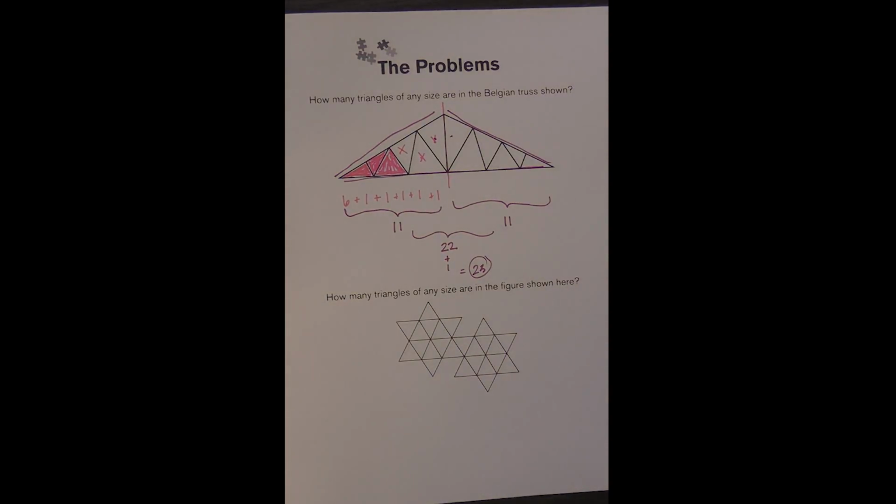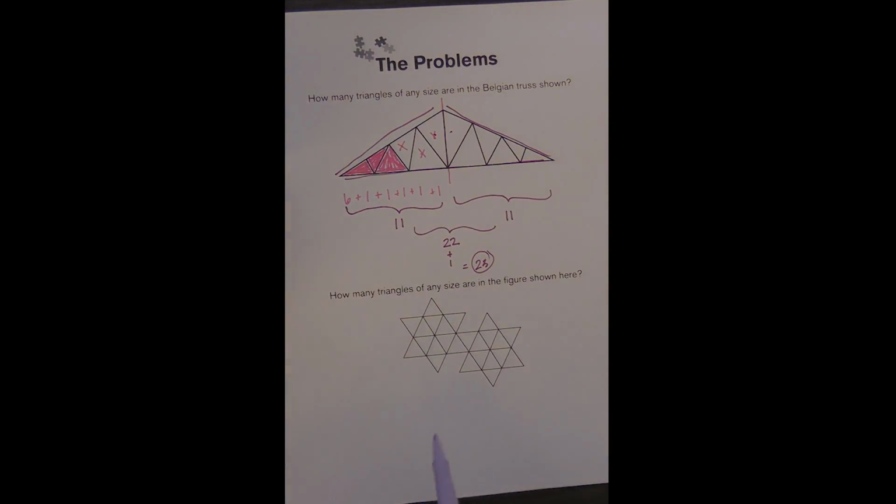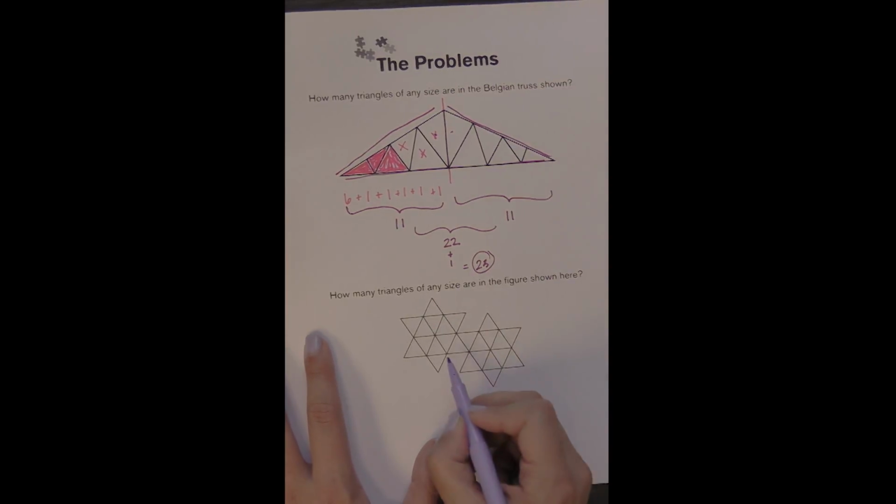All right, so let's look at one more similar one. We're going to be counting triangles. So this one says, how many triangles of any size are in the figure shown here? So before we jump in, let's use some of the knowledge we got from the last one and look at this figure.